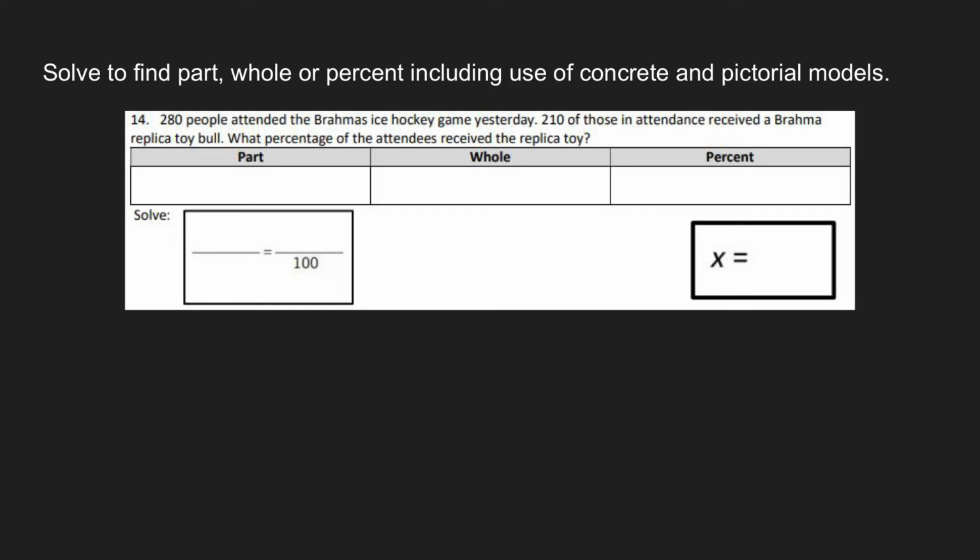280 people attended the Brahmas ice hockey game yesterday. 210 of those attendants received a Brahma. What percentage? Percent is going to be our X, since we don't know that. Our whole is 280, and 210 is our part. If I was setting this up, I would set up my X, and then to solve it, I would probably divide both of these.